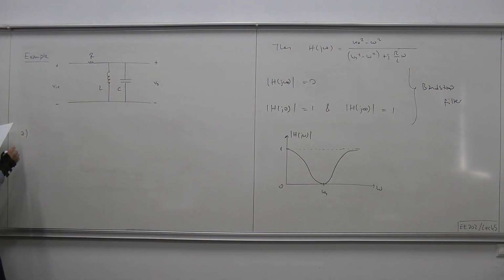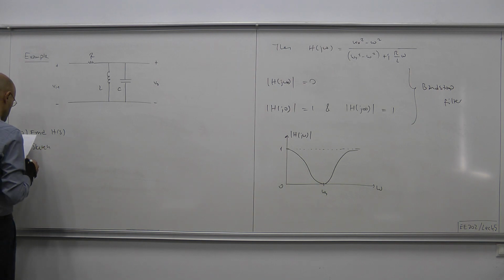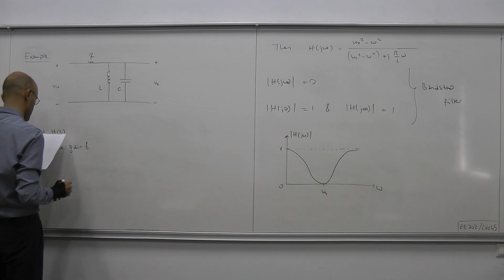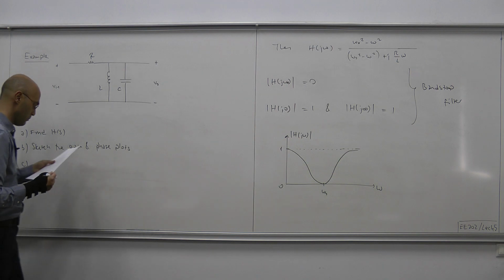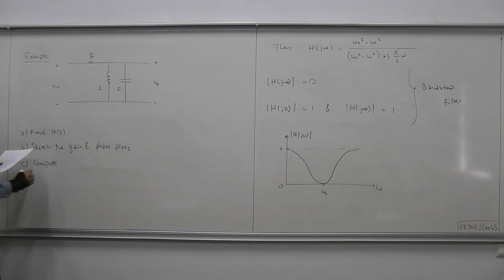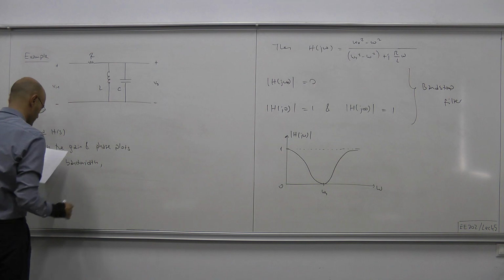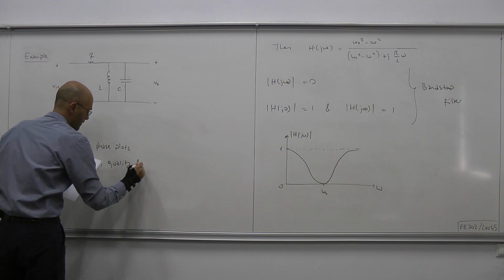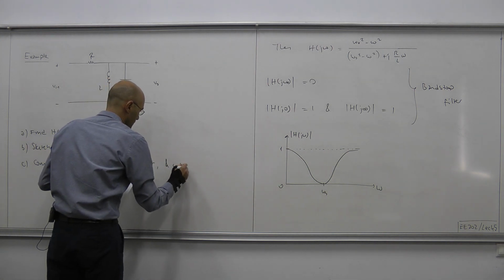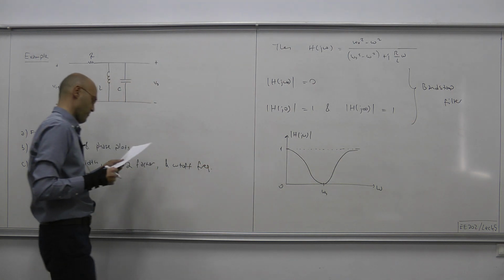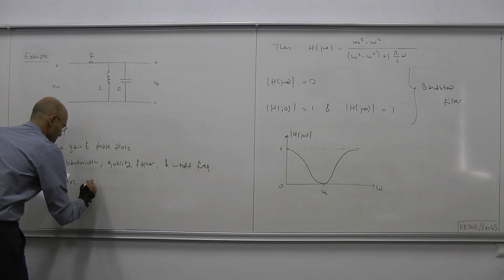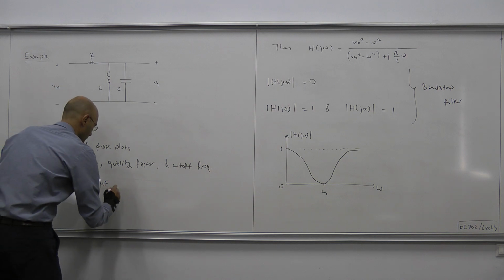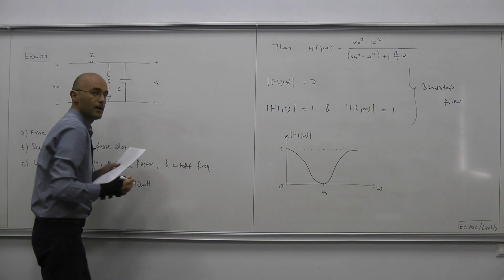We are asked to do the following: find the transfer function H(s), sketch the gain and phase plots, and the last part is the numerical part: compute the bandwidth, quality factor, and cutoff frequencies for the parameter values R equals 1 kilo ohm, C equals 1 microfarad, and the inductance given as 10 millihenries.